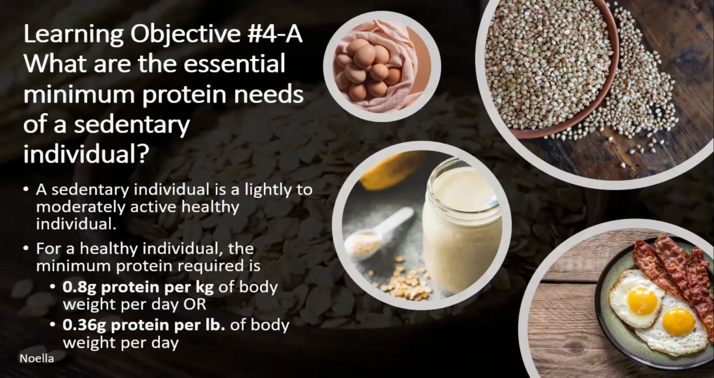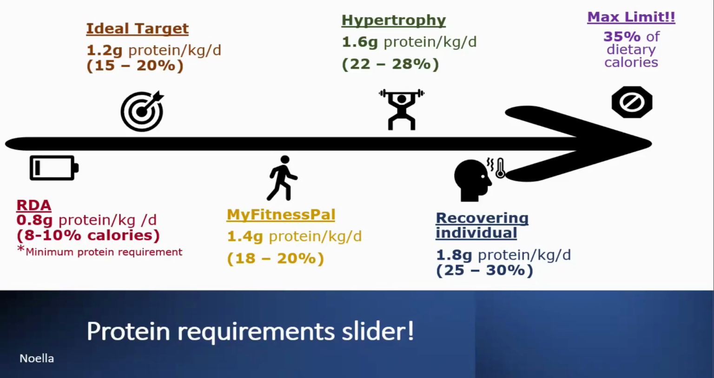And the minimum protein required for a sedentary individual to perform regular body functions would be 0.8 gram protein per kg of body weight per day, which would be equivalent to 0.36 gram protein per lb of body weight per day. Okay, let's get into a little more depth and talk about the numbers required for specific target groups.